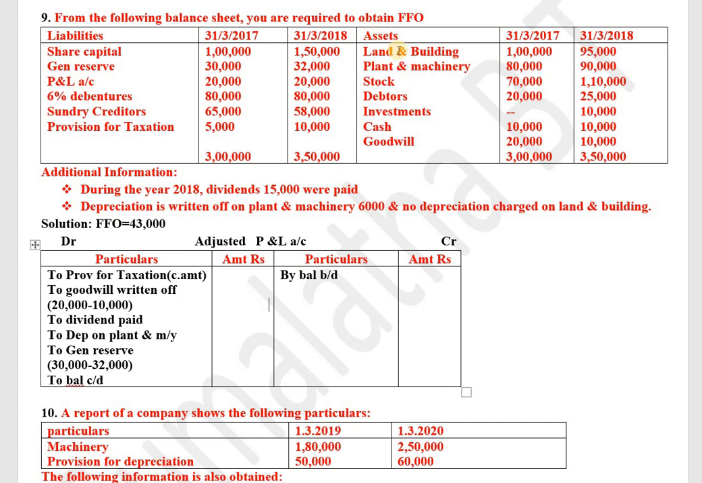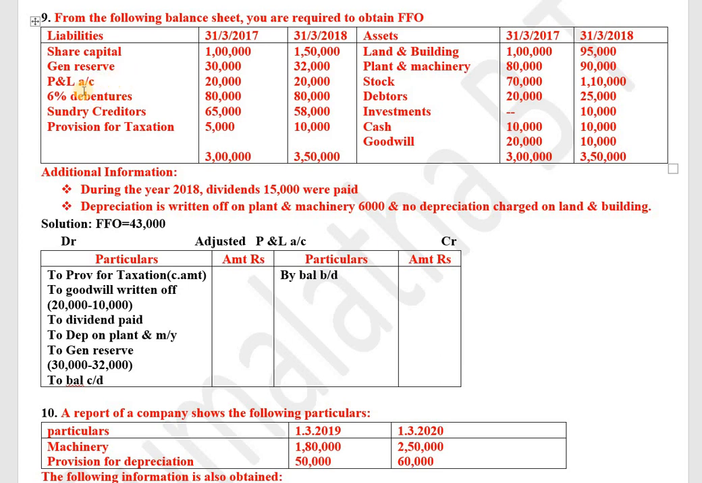Now, so in this, assets, they have given land and building, plant and machinery, stock, debtors, investment, cash and goodwill. So here out of this, we need to consider only the goodwill because that is a non-operating expense. Goodwill, last time it was 20, this time 10,000. That means goodwill written off. See, goodwill written off, 20,000 minus 10,000, you have to enter as 10,000 here. So on the asset side, you need to consider only the goodwill. Okay, because stock, debtors, cash, all this we should take in the schedule. Land and building we take again in the fund flow statement.